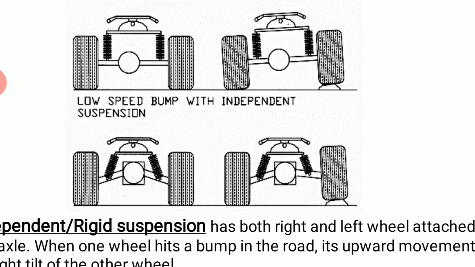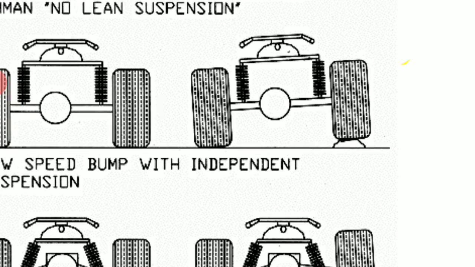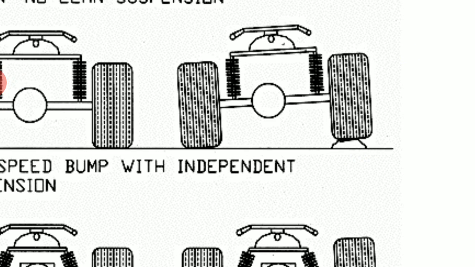If you see the first figure, both tires are in contact with the road surface. Then if a bump comes, you can see there is one bump, so the whole wheel will be lifted. The whole chassis of the rear end or the front end will be moving upward.